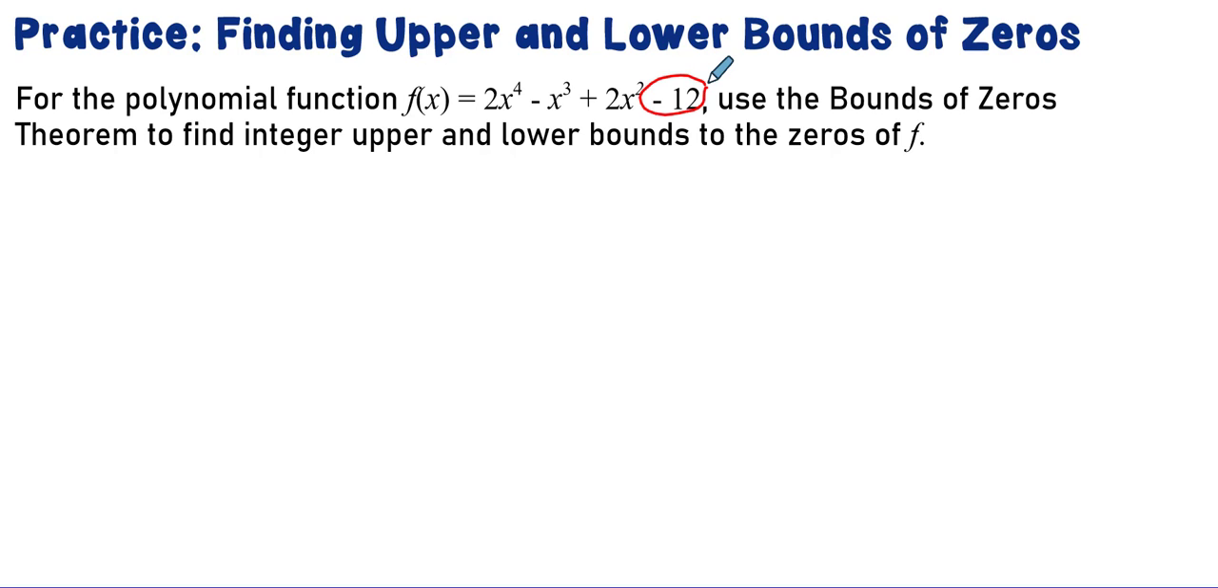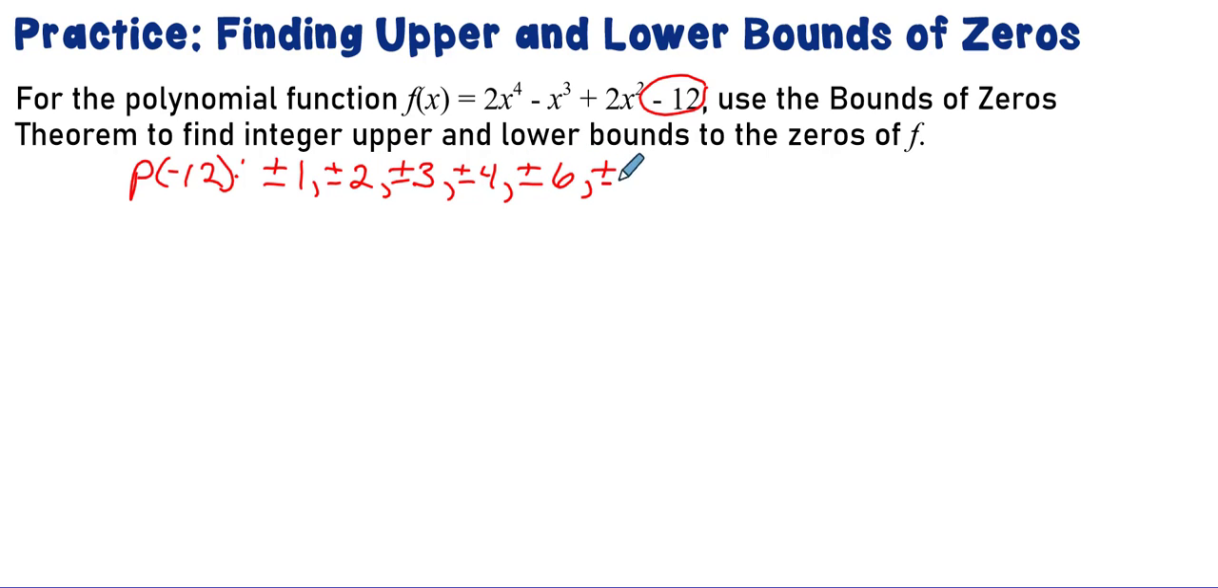So our p would be starting at -12. So our factors for -12 would be plus or minus 1, plus or minus 2, oops, wrote that wrong, plus or minus 2, plus or minus 3. So I know that would be 3 times 4. So plus or minus 4, plus or minus 2 times 6. And then our last one would be plus or minus 12. Our q would be the 2. So our factors of 2 are plus or minus 1 and plus or minus 2. Remember, the p goes on the top and the q goes on the bottom.